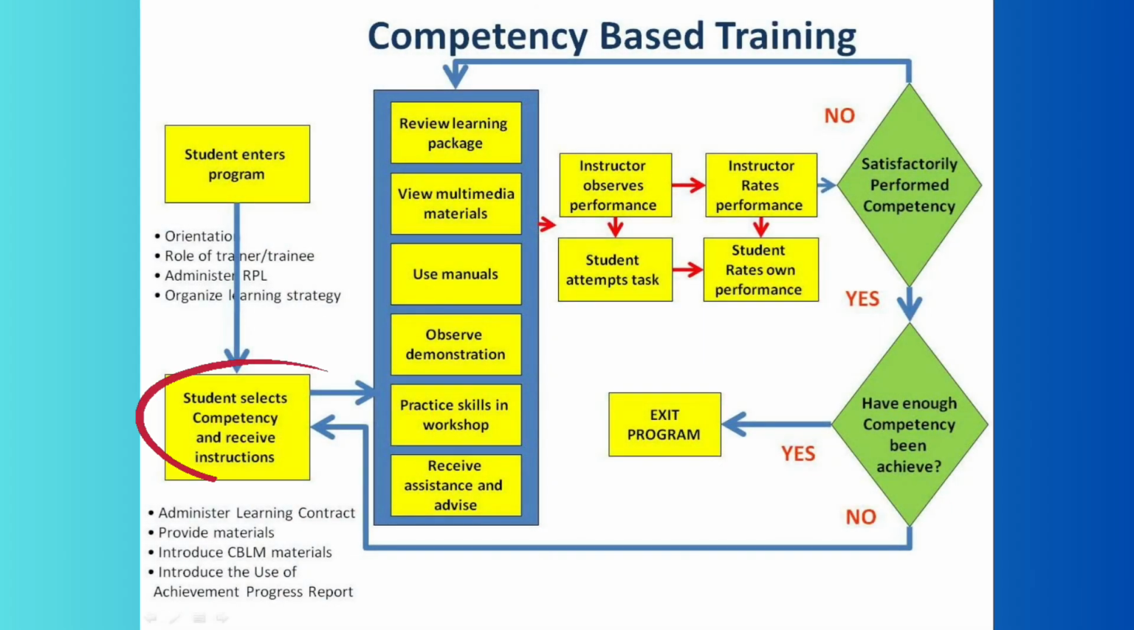Next is the student selects competencies and receives instructions. The trainee selects a specific competency unit to focus on. For example, in photography NC2, it might be operate a digital camera or produce portrait photographs. The trainer then administers a learning contract, provides all CBLM or competency-based learning materials, and introduces the Achievement Progress Report that will track the trainee's improvement.